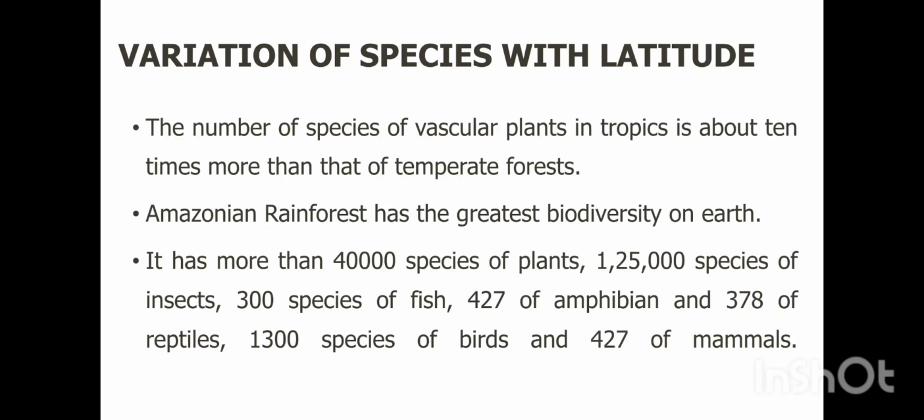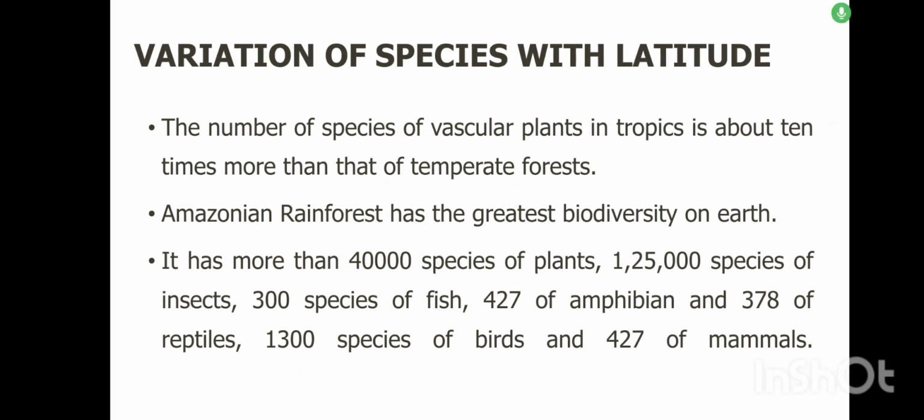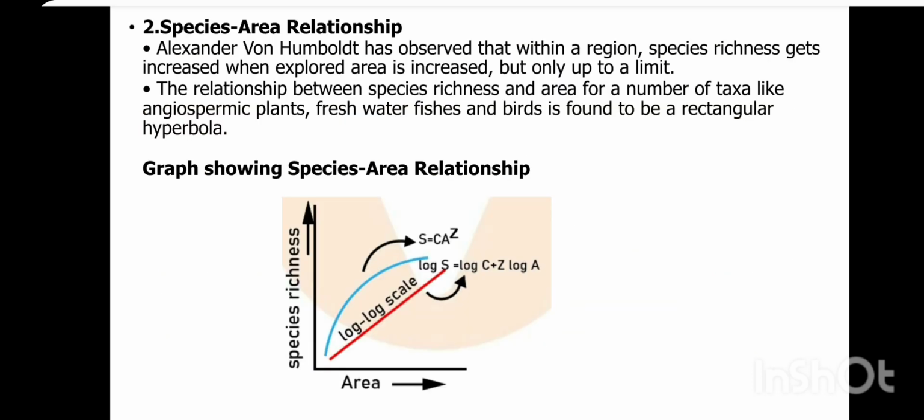Variation of species with latitude. The number of species of vascular plants in the tropics is about 10 times more than in temperate forests. The Amazon rainforest has the greatest biodiversity on earth. It has more than 40,000 species of plants, 1,25,000 species of insects, 300 species of fish, 427 amphibians, 378 reptiles, 1300 species of birds and 427 of mammals.